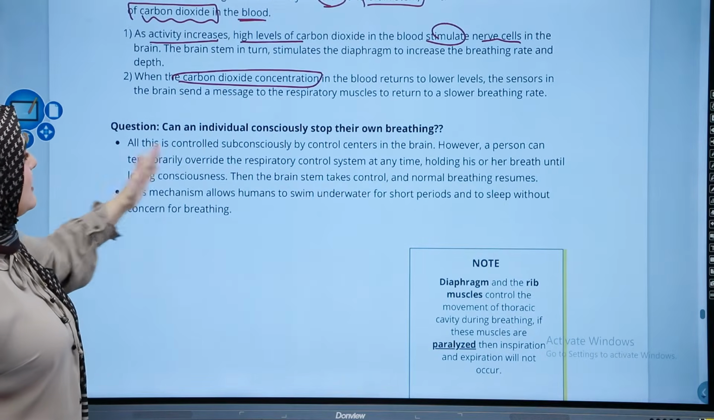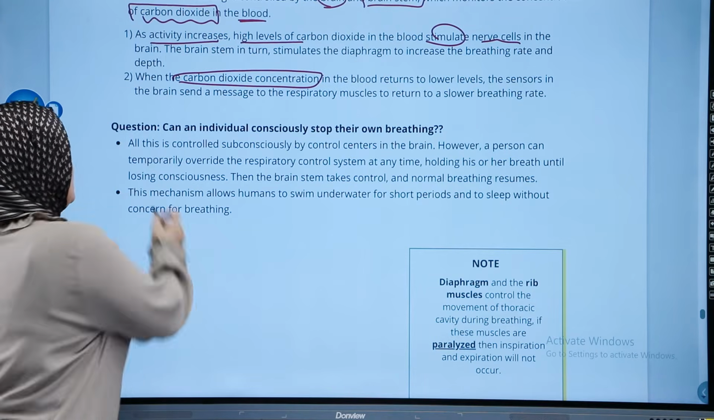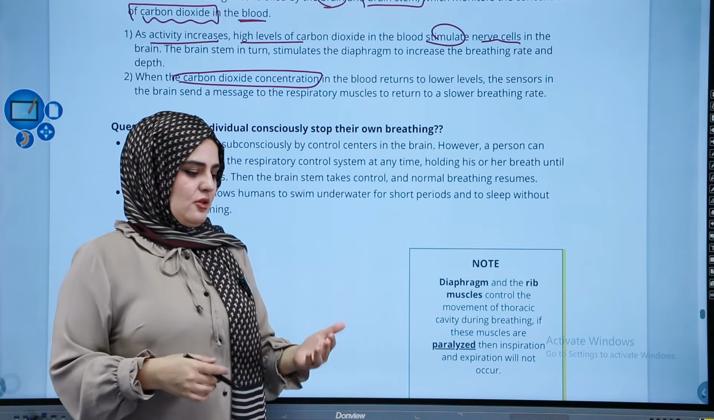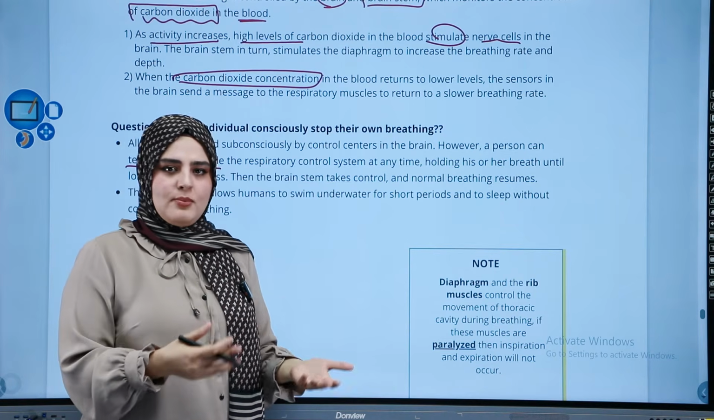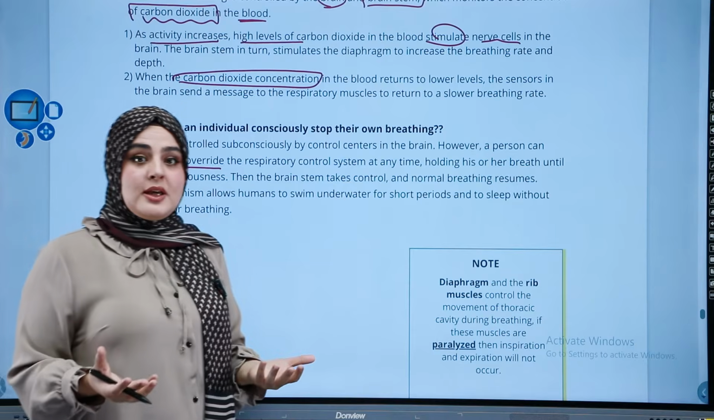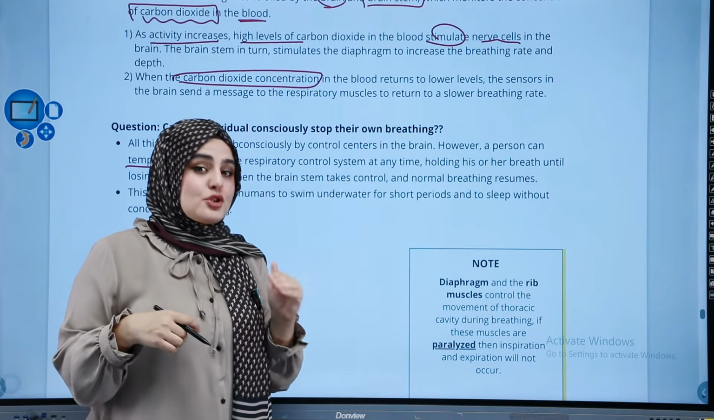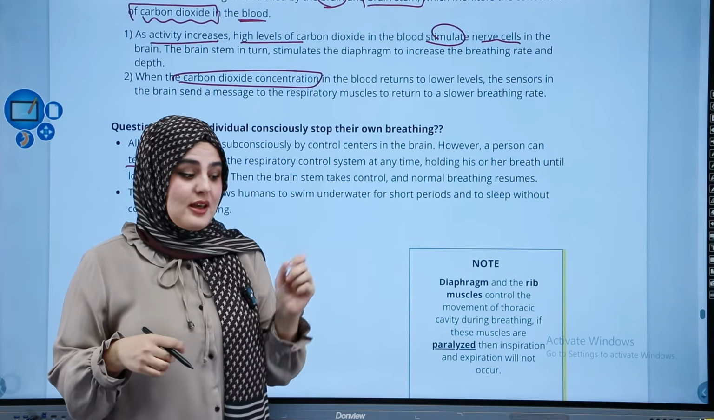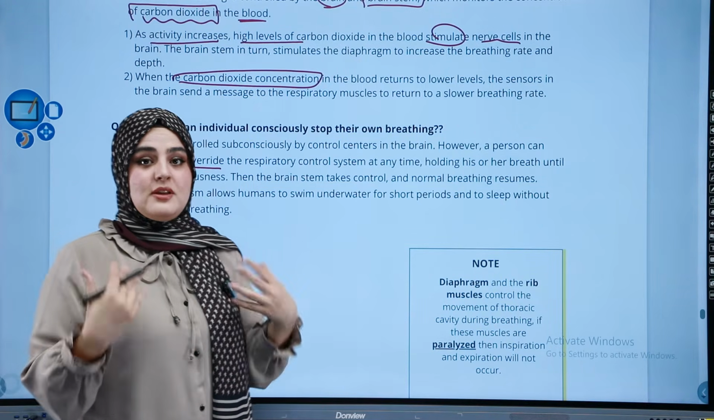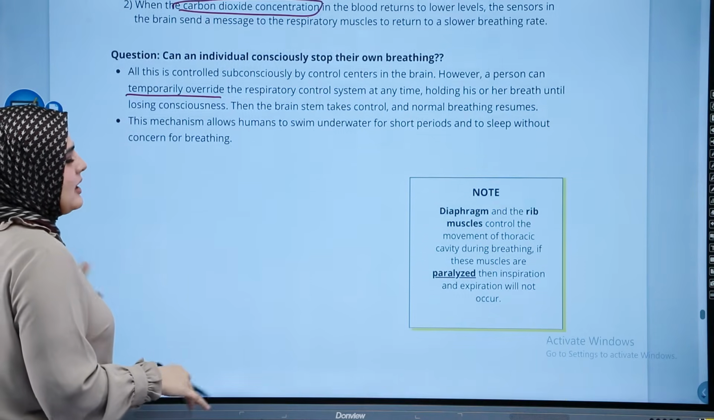It says, can an individual consciously stop their own breathing? Yes, but only temporarily. Breathing is usually on autopilot, but you can override it, especially during swimming, for instance, where you can hold your breath for a while. But if you do it too much, your brain knows about it and will knock you out, making you unconscious to gain that oxygen back. So it's just for a short period of time.